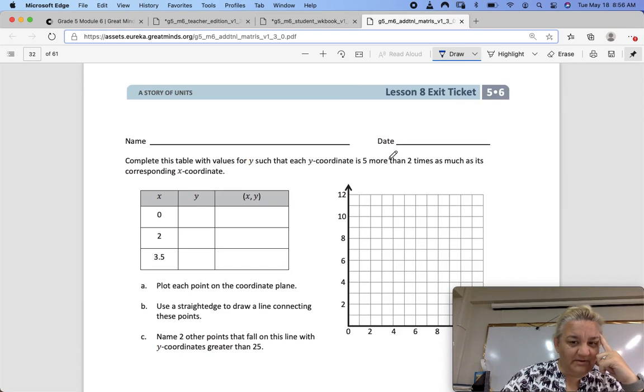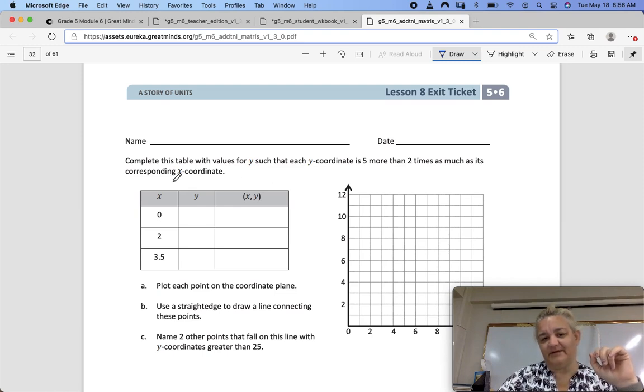Y-coordinate is 5 more than 2 times as much as its corresponding x-coordinate. So think about that carefully. That's going to be your hardest part, I think, is to figure out what that rule is.